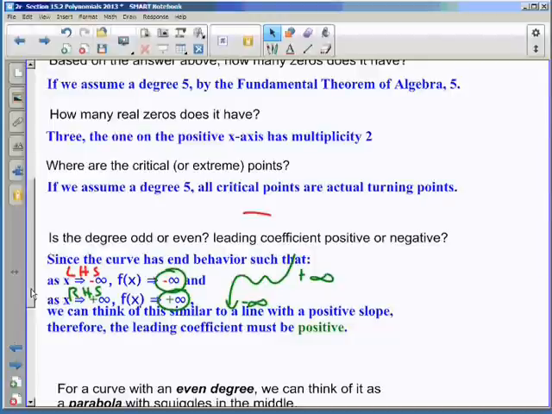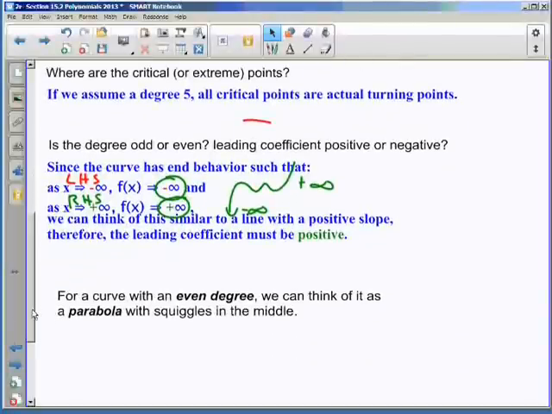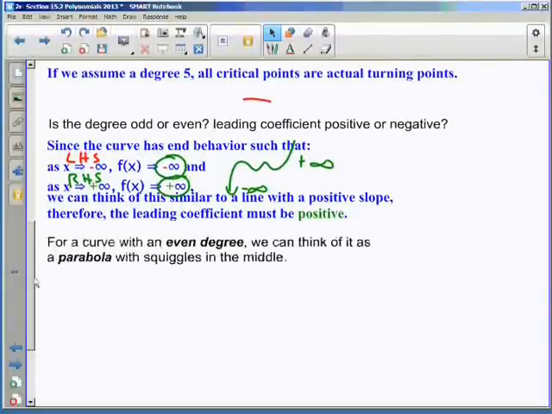We can think of this similar to a line with a positive slope. Therefore, the leading coefficient must be positive. We don't know what it is, but we know it must have those characteristics. Now, for a curve with an even degree, we can think of it as a parabola with squiggles in the middle.